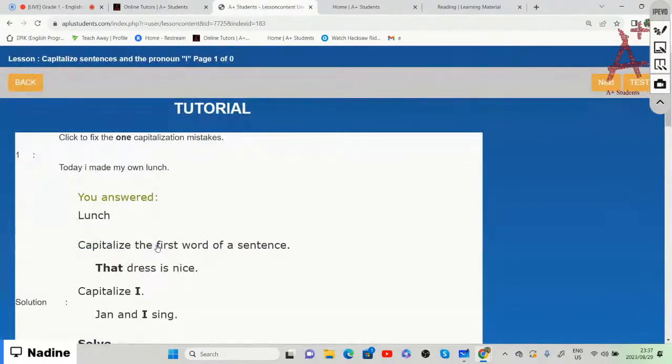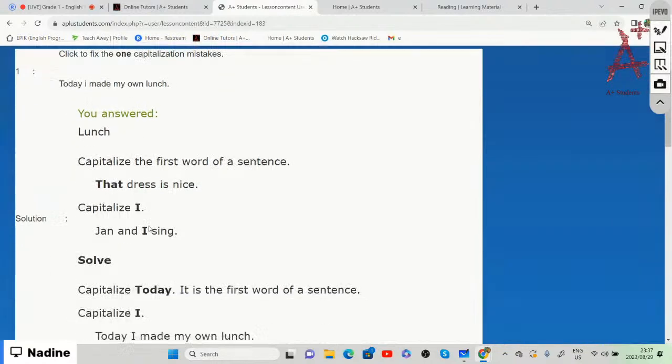So we need to capitalize the first word of a sentence, right? Your sentence starts with a capital letter. So when you write a sentence, like "My name is Ava," we need to write it with a capital letter. The first word of the sentence, meaning the first letter of that word, needs to be written with a capital letter. We also capitalize I.